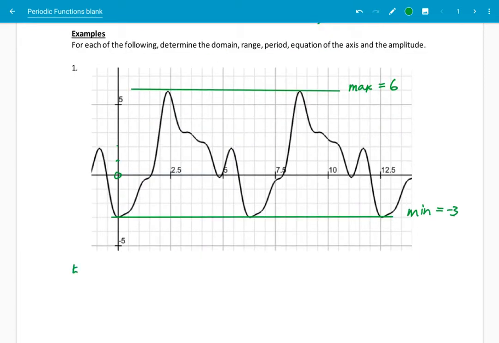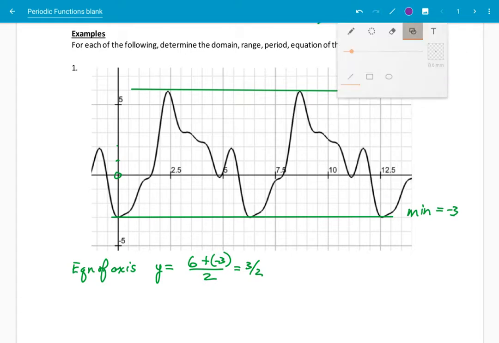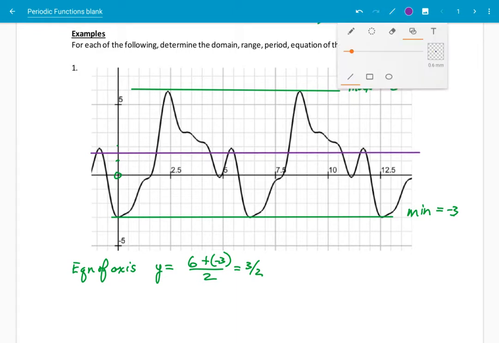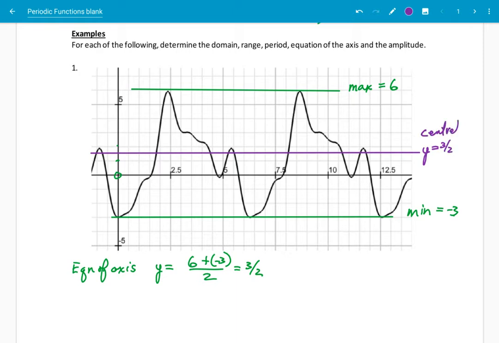So the equation of the axis, or the center line, happens at y equals max plus min divided by 2, or 3/2. All right, so let's draw a horizontal line for the equation of the axis. It happens at 3/2, right about there. It's a little too high, just a little bit lower, too low, one more try. There we go, right about there. So y is equal to 3/2.